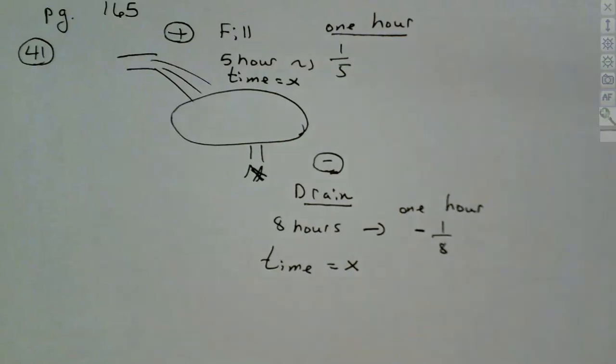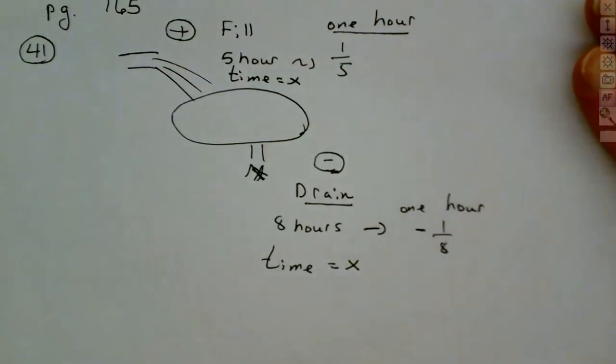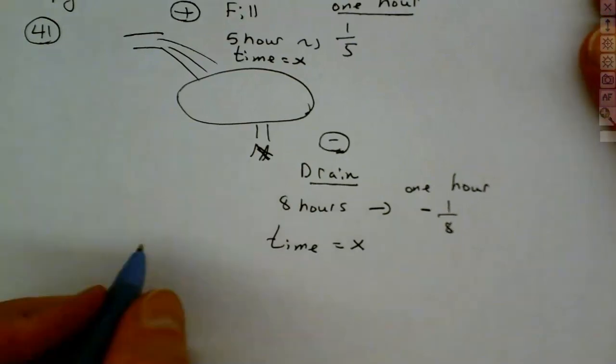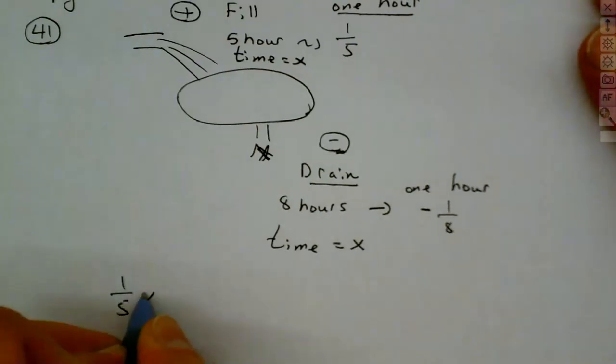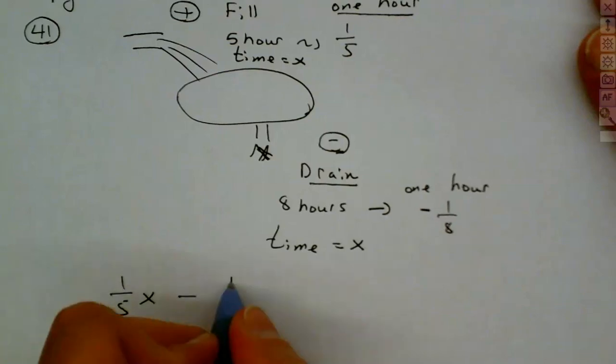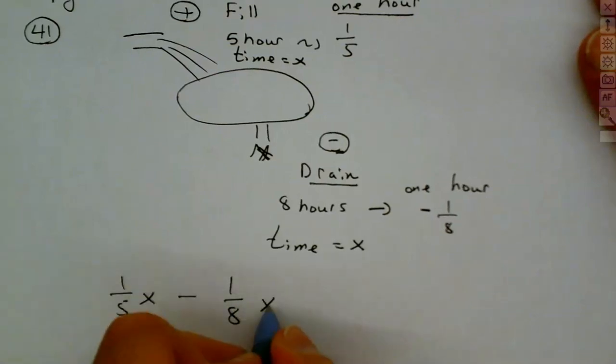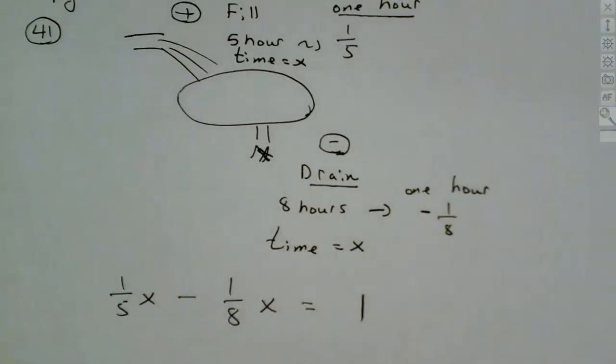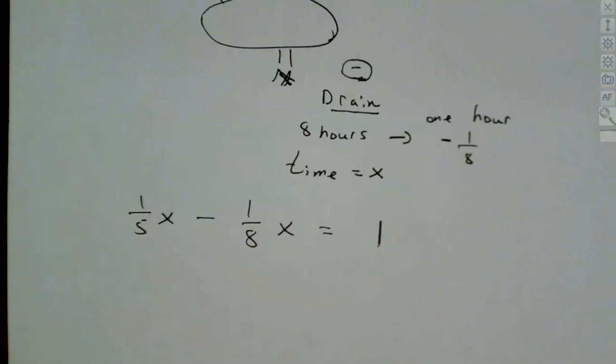So let's now build our equation, and then we'll clear our fractions and solve it. So what do we have? We have 1/5 x minus 1/8 x, and what does it need to equal? 1. Why does it always equal 1? Because you are, in this case, eventually filling up one pool. It is always going to equal 1.